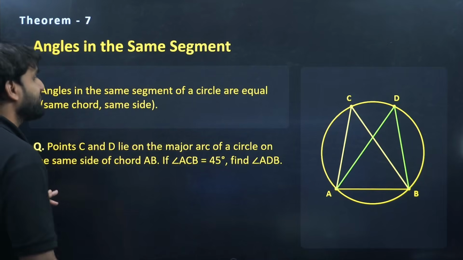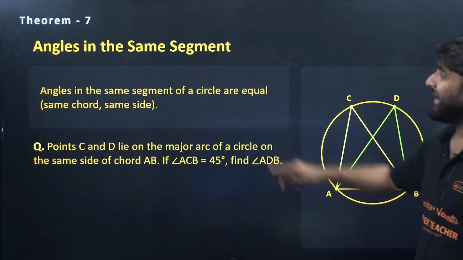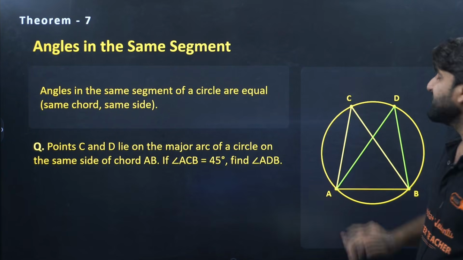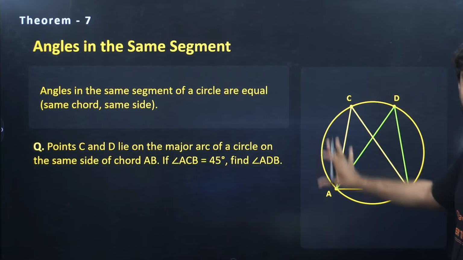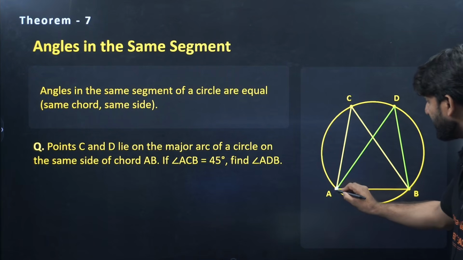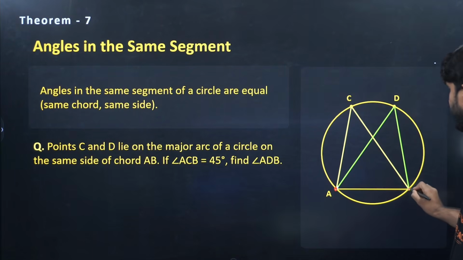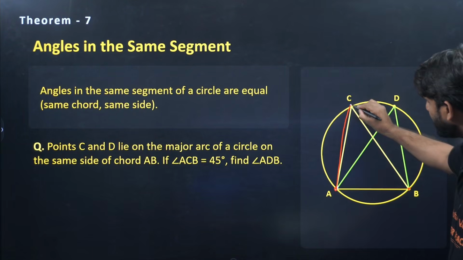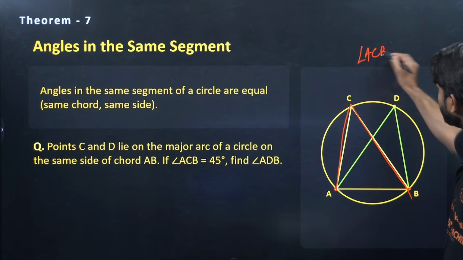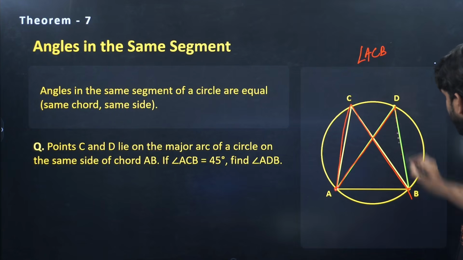This is interesting. What is called the same segment? First understand this. Angles in the same segment of a circle are always equal. Listen, champion. So we have a circle here, and AB is a diameter. Considering AB, if we draw an angle here, can you see angle ACB, and again considering A and B, one more angle ADB.